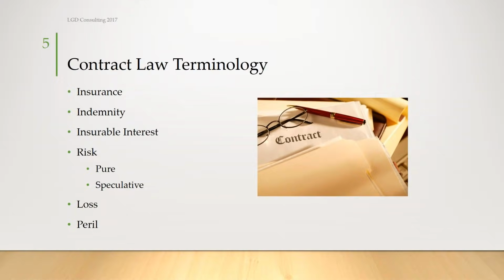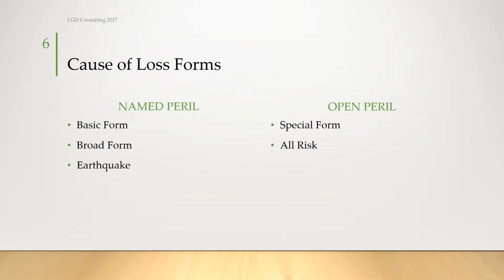Peril. Peril, you're going to get all over the board on this test. Right? Peril is defined as a cause of a loss. Fire, explosion, flood, cancer, AIDS, those are common perils. Okay. They cause loss. And so either the policy is going to state what perils we cover, or perils we don't cover. And so that's what we call cause of loss forms.